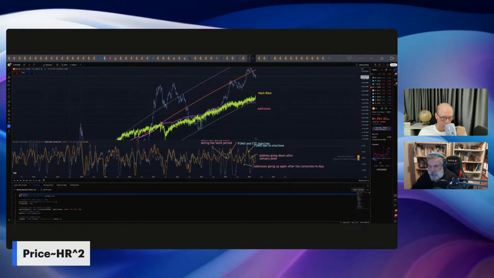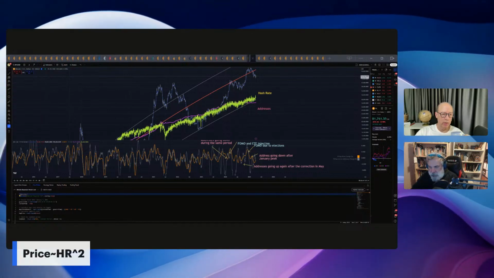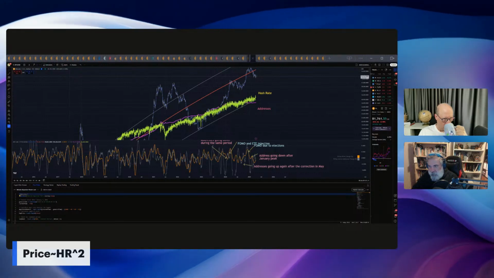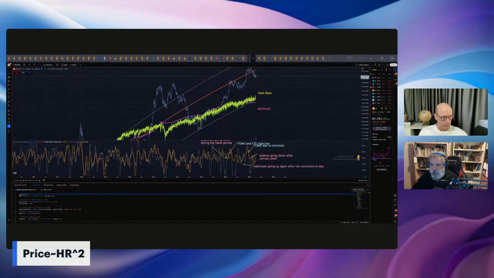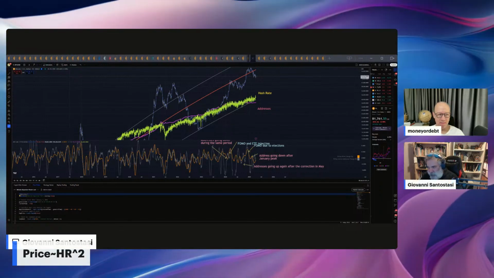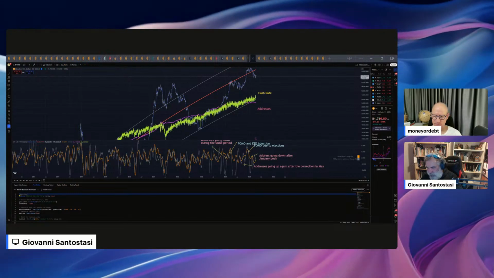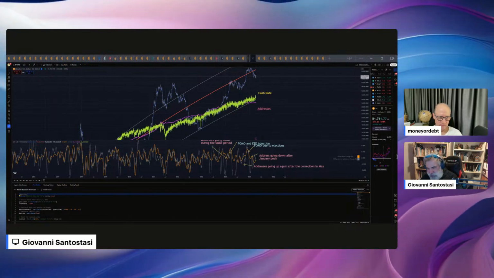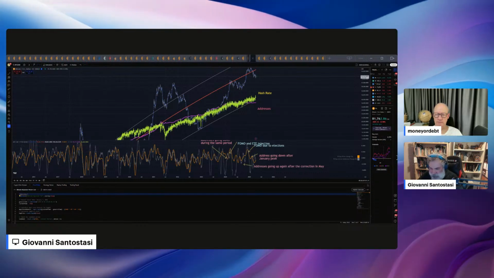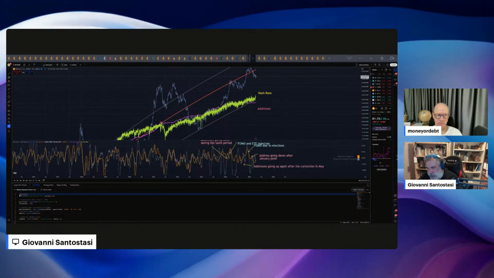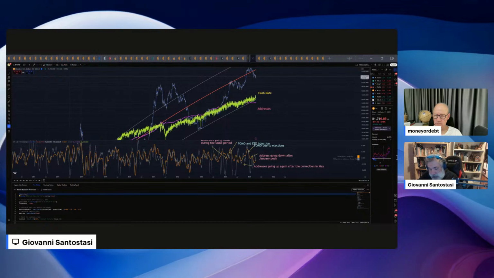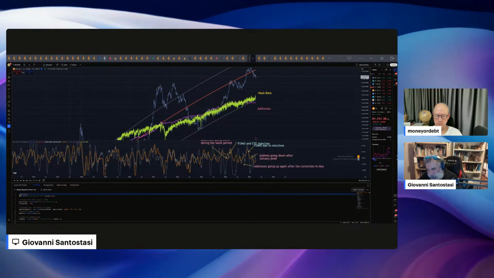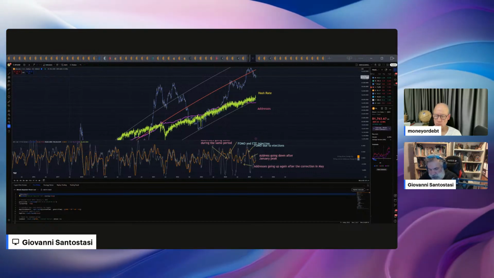So usually it goes like this, right? Roughly. So we see... Oh yeah, you're right. Square root. Let me hide. Let me redo it. Price or hash rate equal or proportional to price squared. Yeah, this is how it goes.